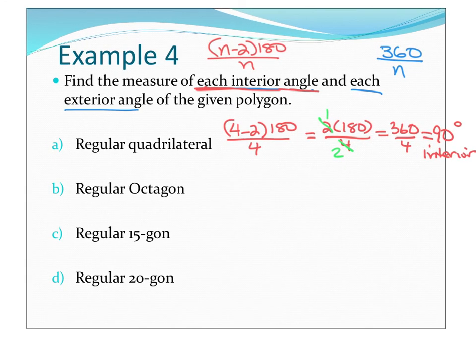Each exterior, I'm going to take 360, divide it by 4, which is what I just did, and the exterior angles also are going to each be 90 degrees.